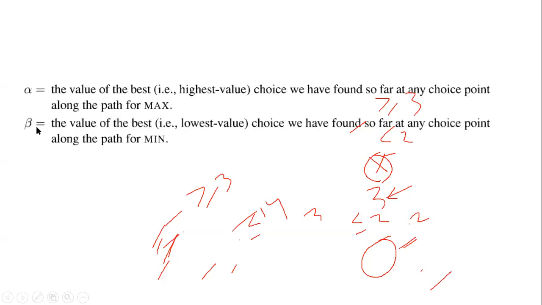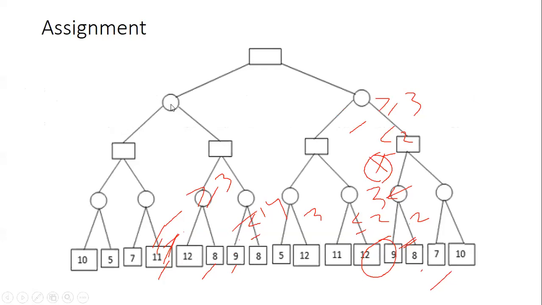Okay, so this is basically upper bound for min node, beta is upper bound for min node, and this is lower bound for max node. The value of best highest value choice we have found so far. तो अभी तक highest value जो मिली यानी कि lower bound है alpha का.